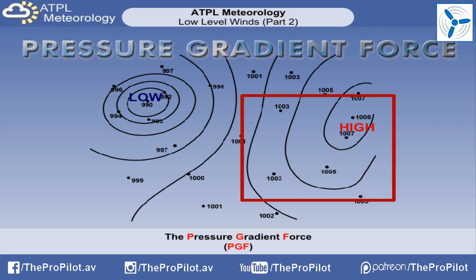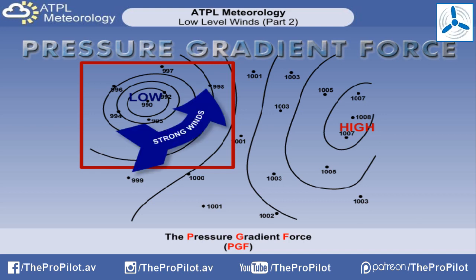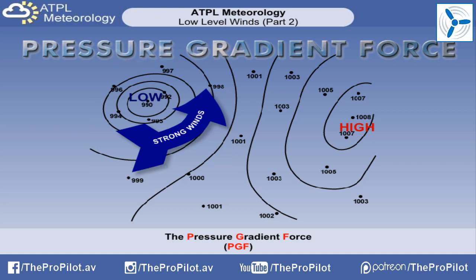The pressure gradient force is what determines the strength of the wind. If the pressure gradient force is very large, then there will be a rapid movement of air and the resulting winds will be very strong. However, if the pressure gradient force is very weak, then the air will move slowly, resulting in light winds.